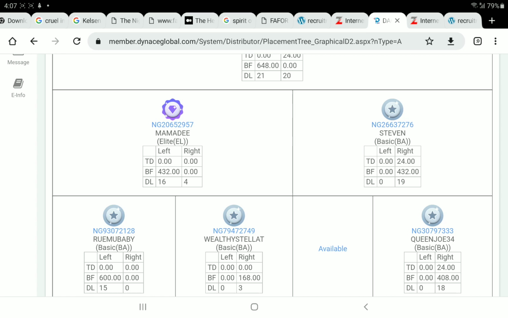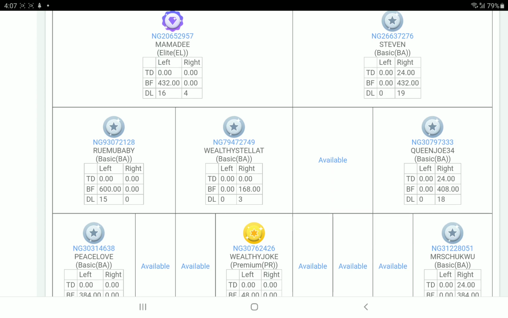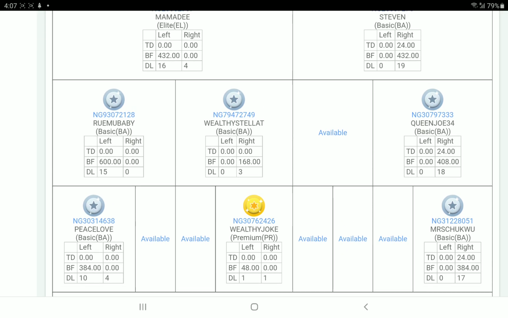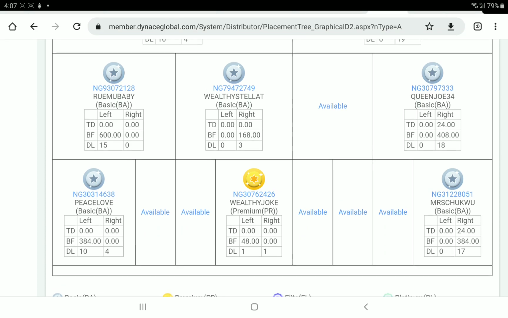The power leg is the team leg, so it's supposed to be bigger than the other leg of the person that is under Mama D, meaning it's supposed to be bigger than Mama D's leg, because everybody here, the moment Remo Baby is walking, the volume is counting for Mama D. That is another thing that positioning does when you join a business on time. Peace, love, everything that she's doing is counting for Mama D.